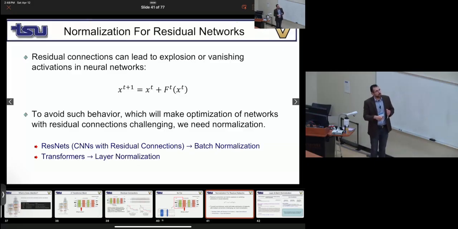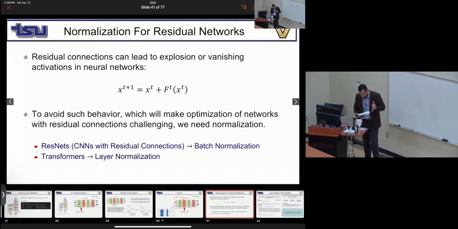So in convolutional residual neural networks, or ResNets, this normalization was batch norm, and in transformers, people switched it to layer normalization, and you will see that these two are actually very similar.